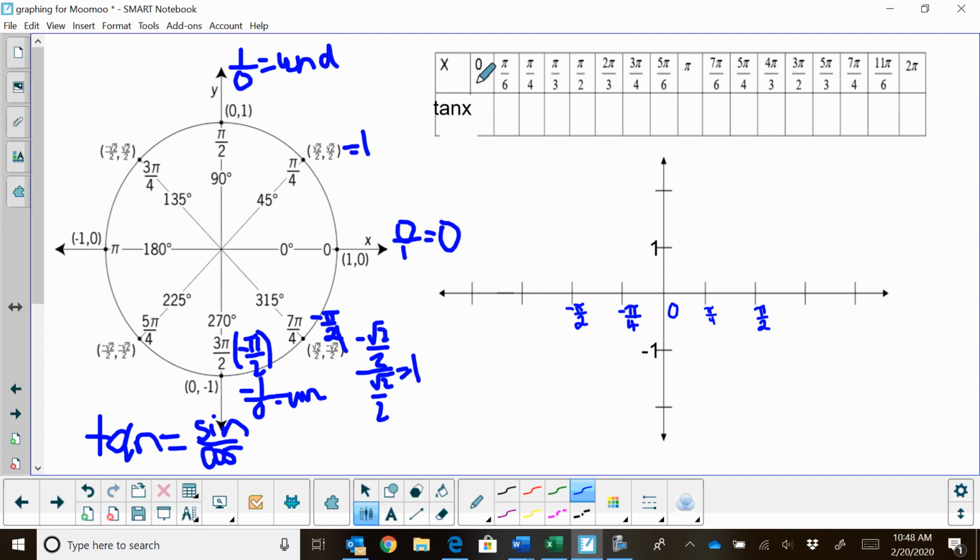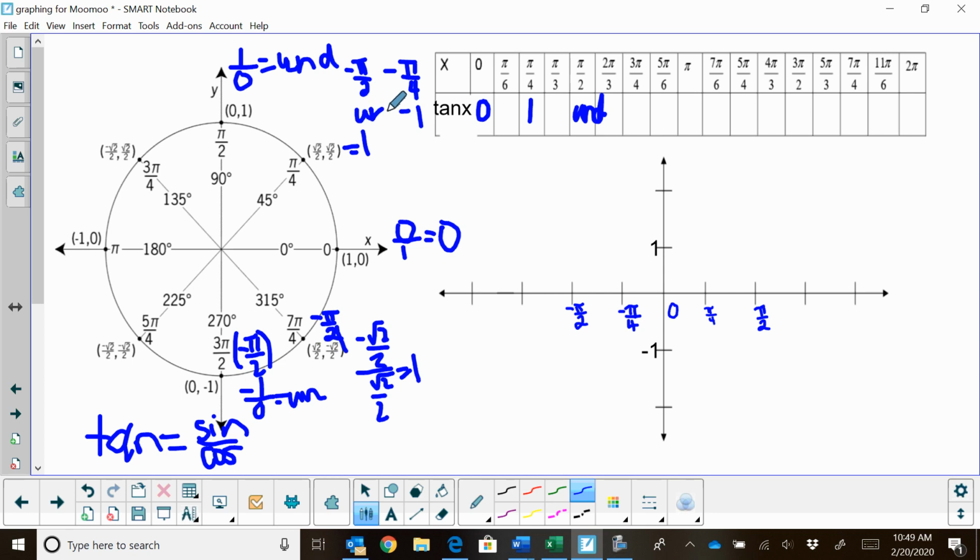So I'm going to just fill that out in our table. So at 0, we are at 0. At pi fourths, we are at 1, and at pi halves, we're undefined. Now, looking in the opposite direction, you can fill out the table. I'll just make a negative pi fourths over here. At negative pi fourths, we're at -1. And at negative pi halves, we're at undefined again.